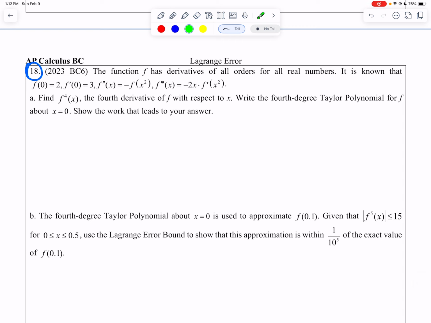For number 18, we have this lovely thing right here from 2023 BC6. We want to find the 4th derivative of f with respect to x. And then we want to write the Taylor polynomial for f about x equals 0. And then we want to show the work that leads to our answer. Okay. Now, we are given the 3rd derivative, which is this thing right here.